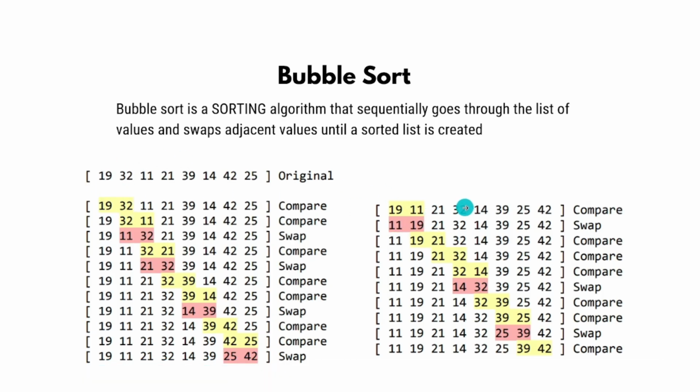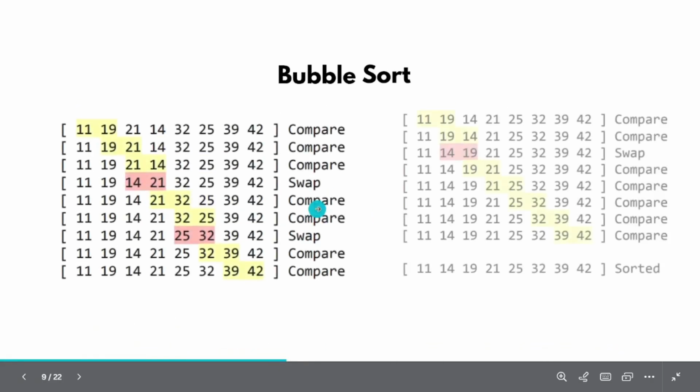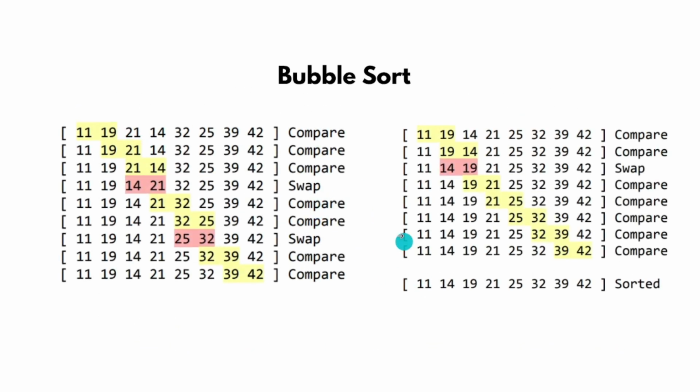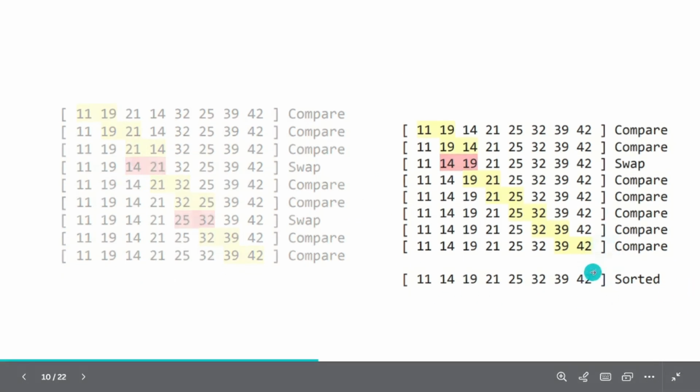Going back through, it's 19, 11, right? 11's smaller, swap. 19, 21, perfect. 21, 32, perfect. 32, 14, not perfect. 14, switch with 32, all the way to the end. See, this can be very tedious, but all the way to the end, then we got it sorted, okay?